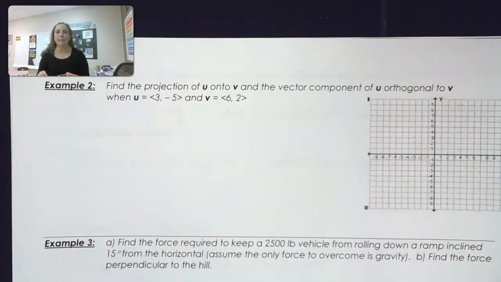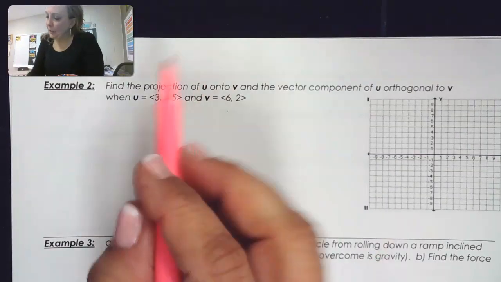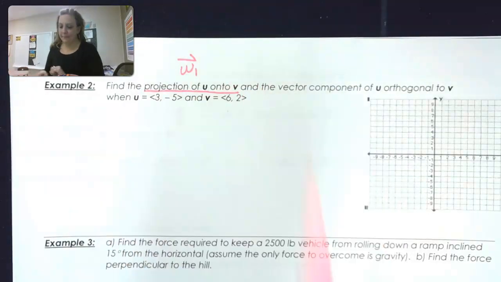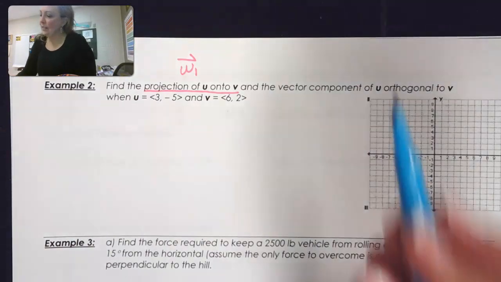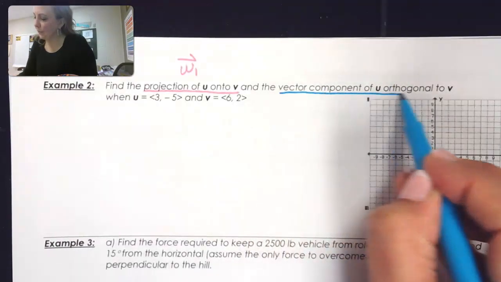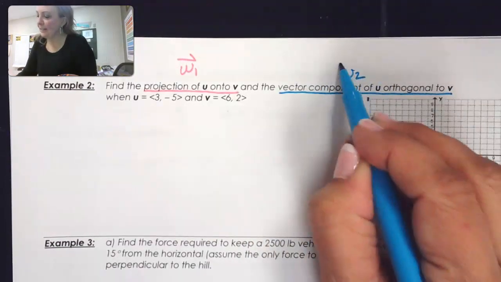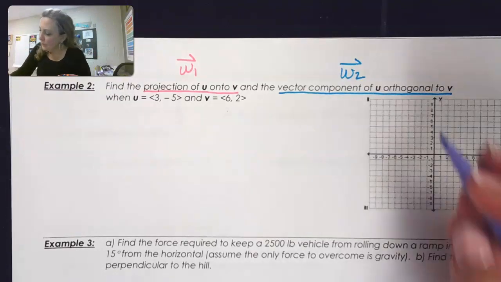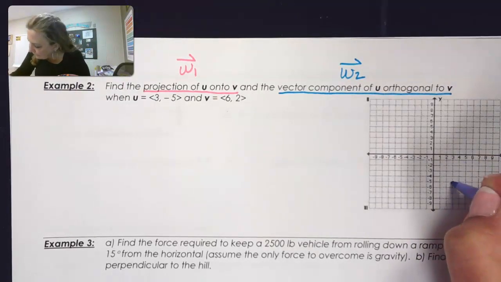Example 2 wants me to find the projection of U onto V. And again, this projection of U onto V is going to be that W1. And it wants the vector component of U that's orthogonal to V. And that's the W2. Okay. So let's start by drawing U and V. So our U is at 3, -5.